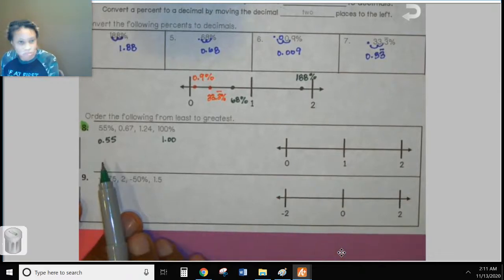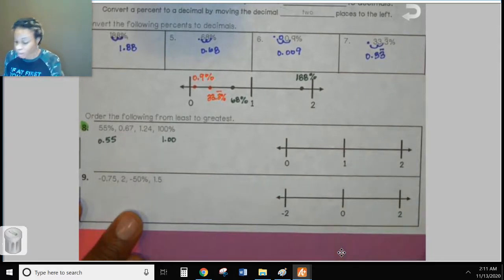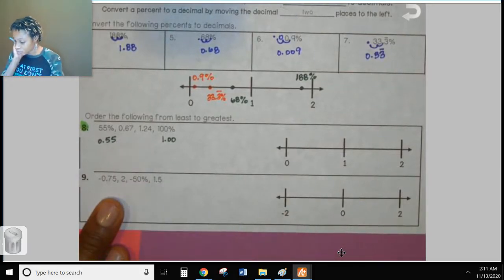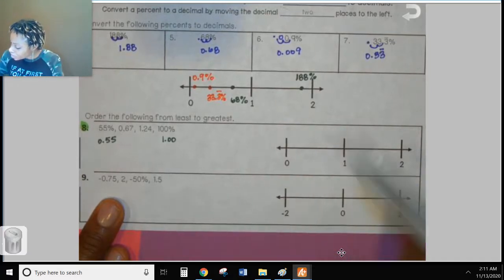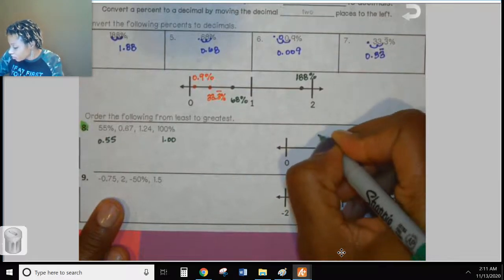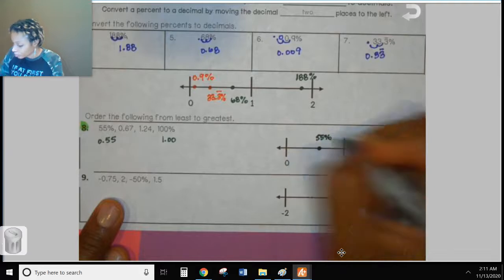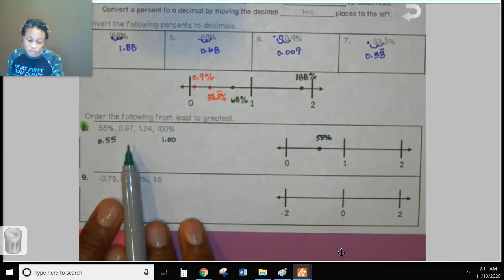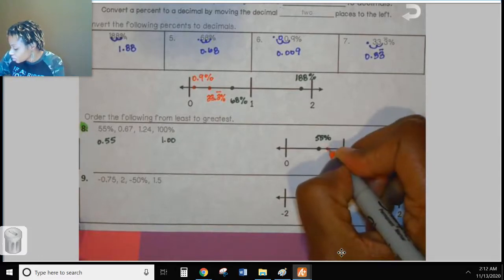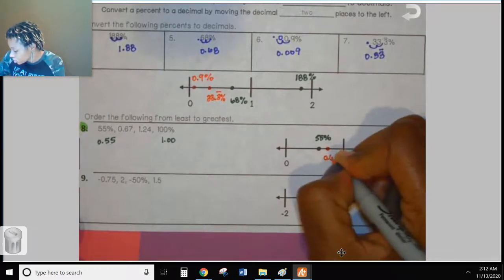And in this one, I'm just going to go down the row and plot them where they go. So the first one is 55%. So I know that that is going to be 55 hundredths, which is less than 1. And it's going to be a little more than halfway. So I'll place it here. The next one is 67 hundredths, which is going to be pretty close to 55% or 55 hundredths, just a little bit away, so they would still be fairly close.